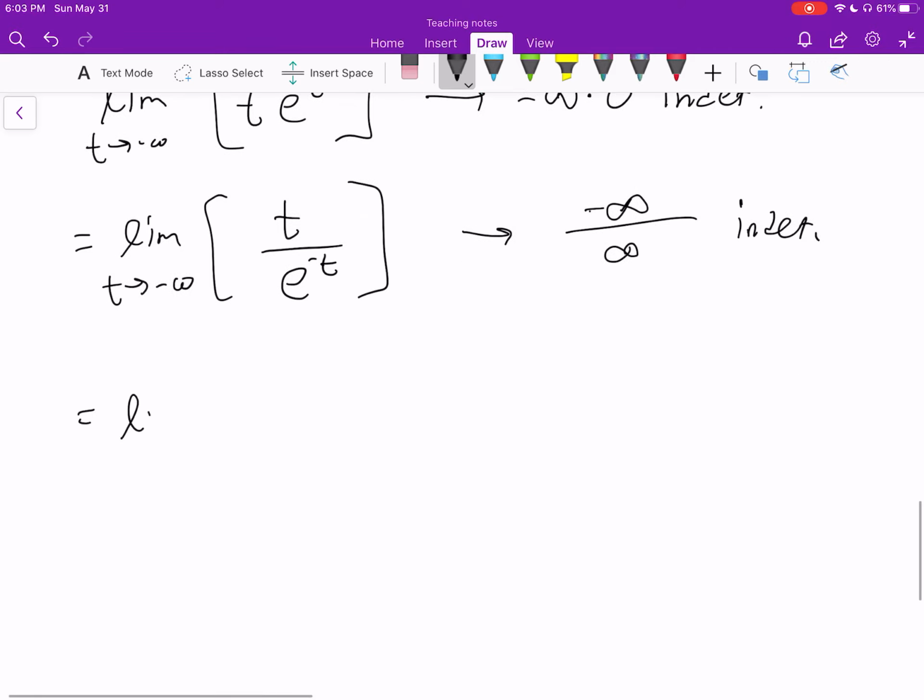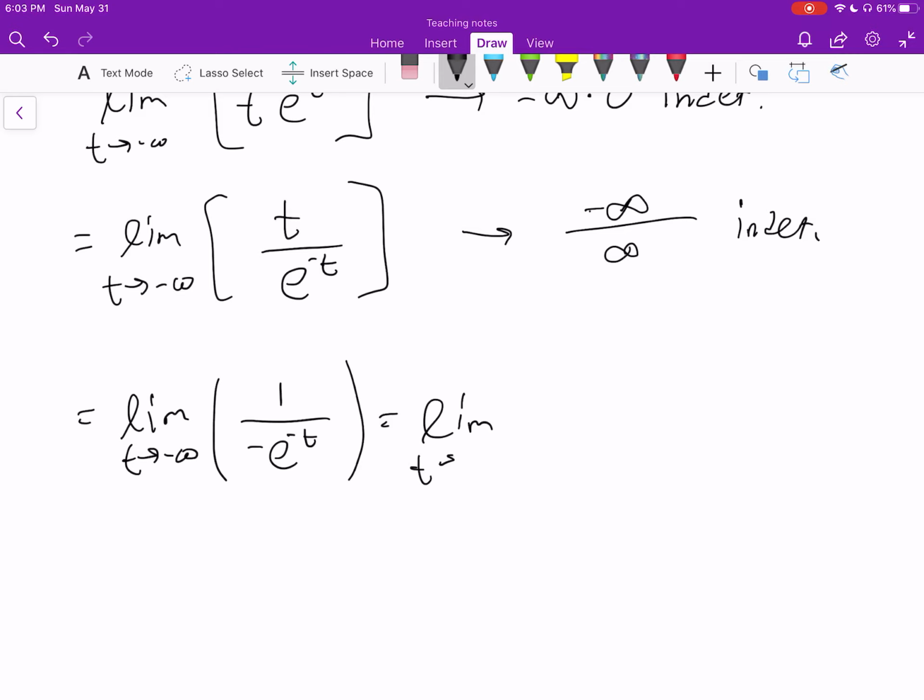So then this is the limit as t approaches minus infinity, and I just take the derivative of the top and bottom. Derivative of the top is 1, derivative of the bottom is minus e to the minus t. Let's figure out what's going on here, just being explicit with everything. So this is negative e to the t. Bring it back up into the numerator there. As t goes to minus infinity, this e to the t, if you look at its graph, if you need to, is going to 0.